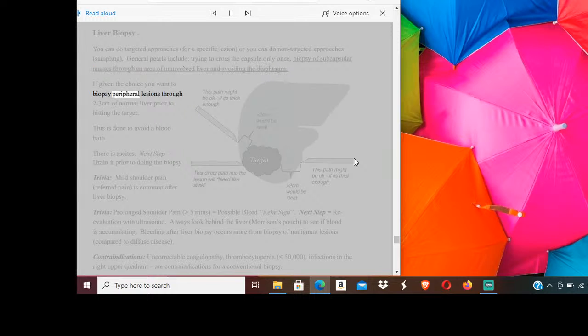If given the choice, you want to biopsy peripheral lesions through 2 to 3 cm of normal liver prior to hitting the target. This is done to avoid a bloodbath. There is ascites. Next step equals drain it prior to doing the biopsy. Trivia, mild shoulder pain, referred pain, is common after liver biopsy.